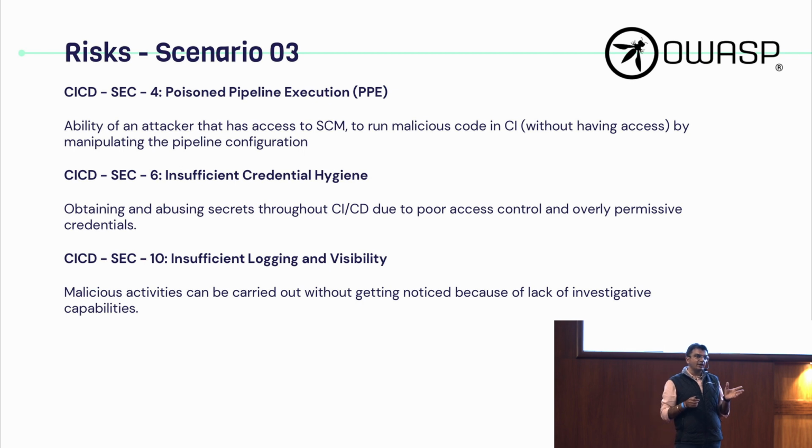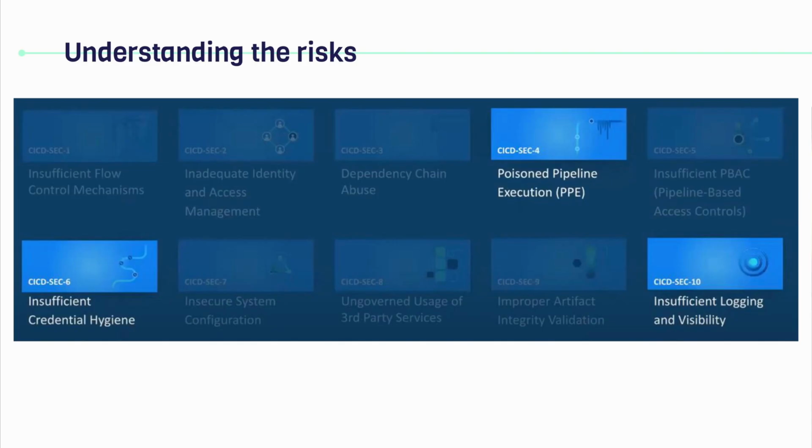So it is basically the ability of the adversary to inject malicious code into the CI process or the CD process in order to gain access to any forward systems. So that's poisoned pipeline execution. Then the other two are pretty much standard, which is insufficient credential hygiene and insufficient logging and monitoring. Again, this could have given them early warnings, early alerts, and that could have prevented these kinds of breaches. So this is more of a summary slide, talking about Sec 4, 6, and 10.